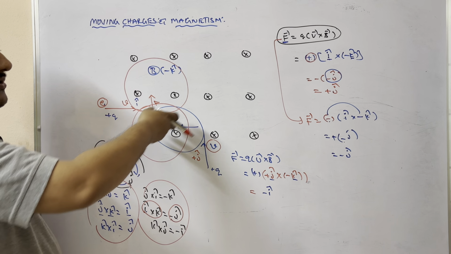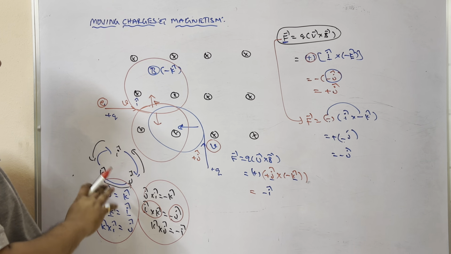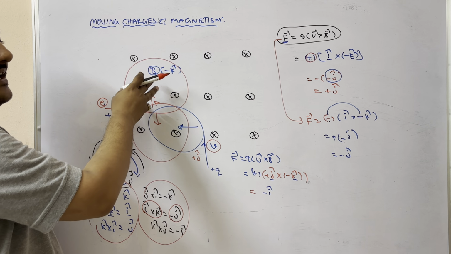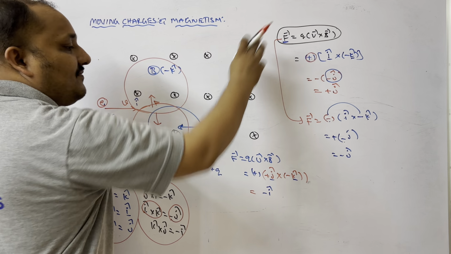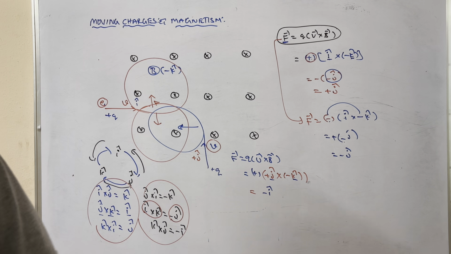Now, what is the path followed by this? Circular path. Okay, circular path. Then what is the radius? What is the required force? How much force is going to act? We will see now.